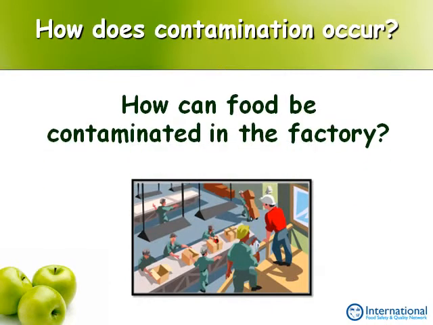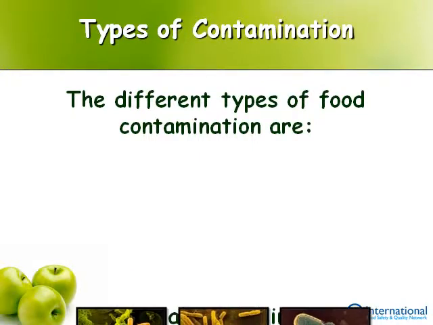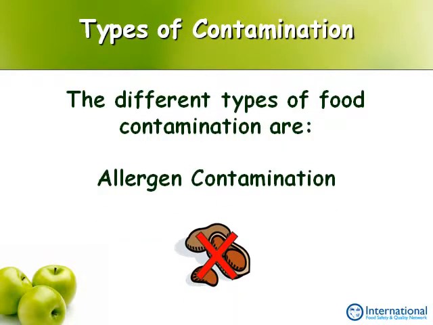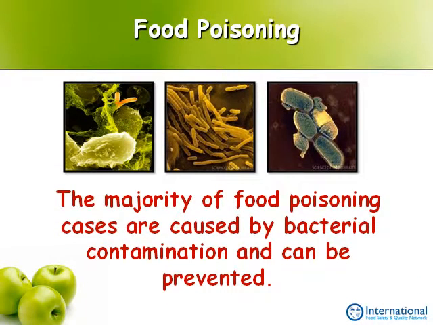How can food be contaminated in the factory? The different types of food contamination are bacterial contamination, physical contamination, chemical contamination, allergen contamination. The majority of food poisoning cases are caused by bacterial contamination and can be prevented.